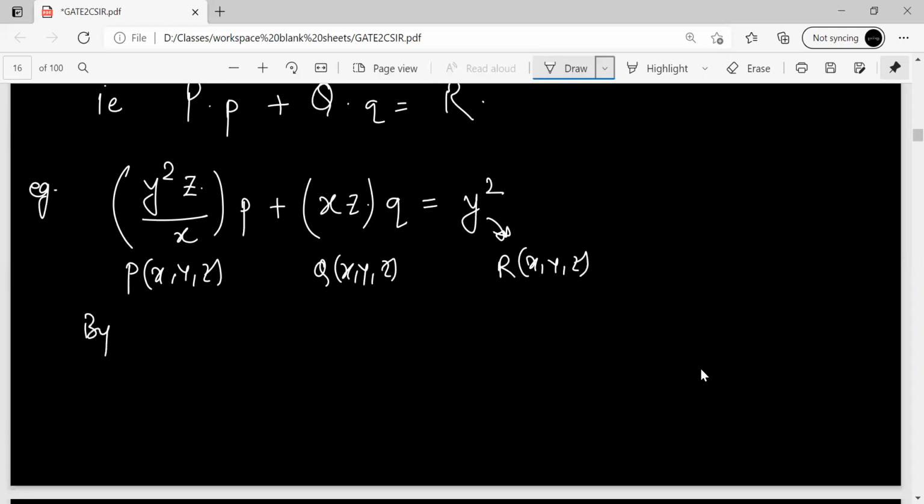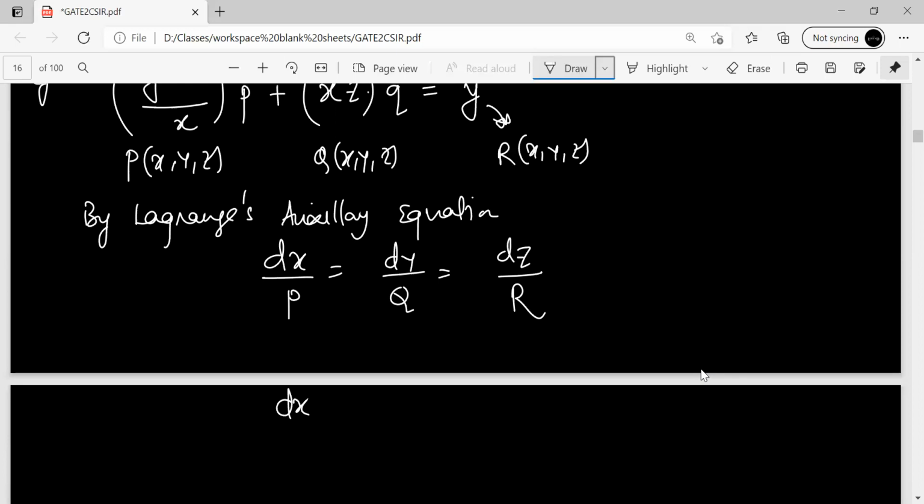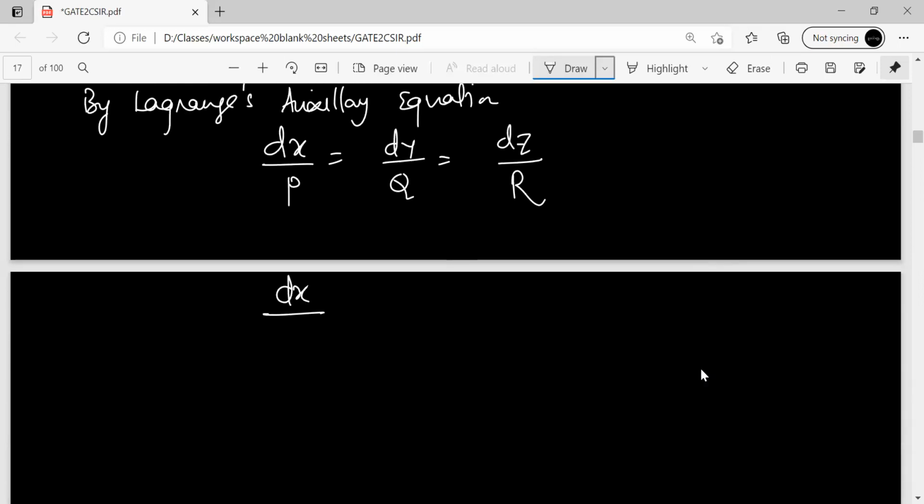So by the Lagrange auxiliary equation, just apply Lagrange, and you write dx over P equals dy over Q equals dz over R. Now simply put all these values. So dx over, what is P? It's y square z upon x. This is my P, equals dy over xz, equals dz over y square.